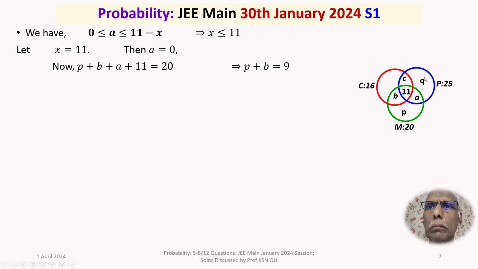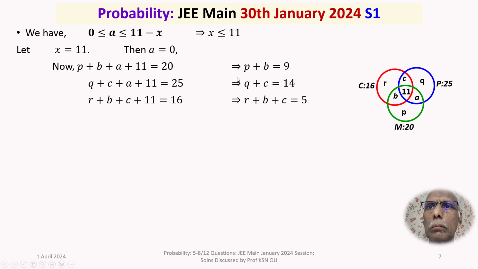So let us say this is Q. Then Q plus A plus 11 plus C is equal to 25. And in this, A will be 0. So 25 minus 11 is 14. Q plus C is 14. Right. The next, this is R. Then R plus B plus 11 plus C is 16. And in this, R plus B plus C is equal to 16 minus 11, that is 5.